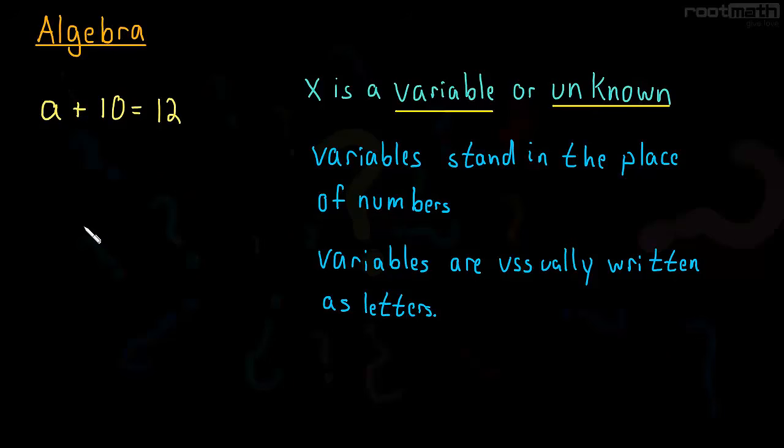So what has to go in for a? What does a stand in the place of? Well, it's not too hard to see that if we put a 2 where a is, then we get a true equation. So a is equal to 2. A is standing in the place of the number 2. And if you really want to see that, we can write this out. 2 plus 10 certainly equals 12. So we can see that a really was just standing in the place of 2.